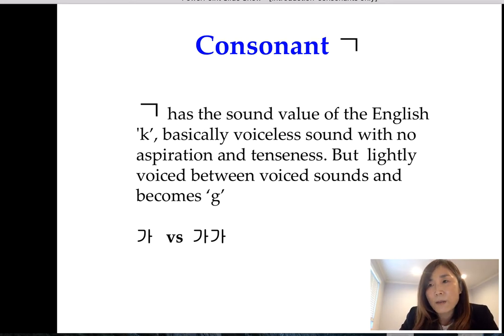Let's go over all the sounds one by one. K has the sound value of the English k, which is a voiceless sound with no aspiration and tenseness, but it becomes lightly voiced between voiced sounds. The sound in the single-syllable word 가 is a voiceless soft sound with no aspiration. The sound in the second syllable in 가 is a slightly voiced sound. Anyway, repeat after me. 가, 가.